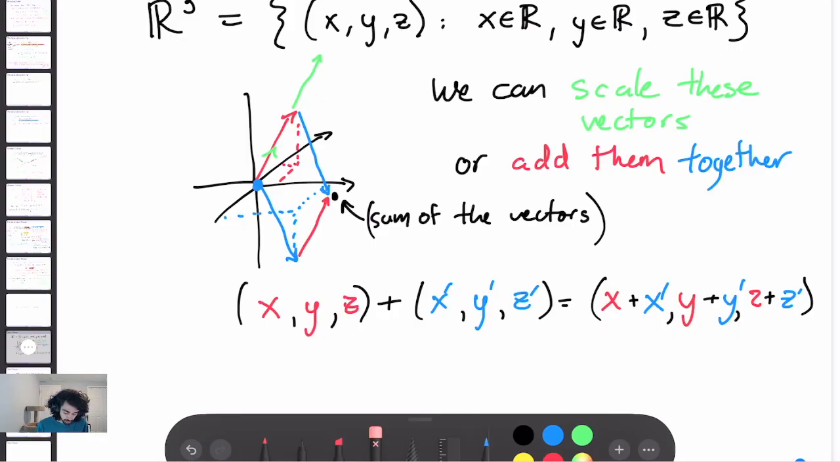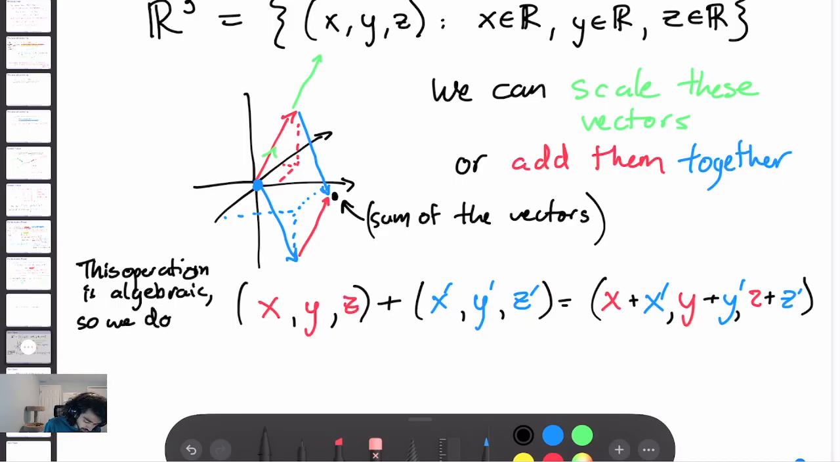So this operation is very algebraic, right? This operation is algebraic, even though it has geometric meaning. So maybe I should say there's nothing magic about 3 components.